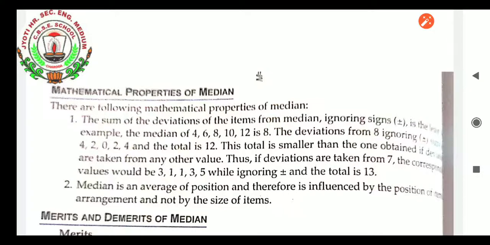This total is smaller than the one obtained if deviations are taken from any other value. Thus, if deviations are taken from 7, the corresponding total would be 13, while ignoring plus minus signs. Here in median, we are ignoring the plus minus sign. In the mean, we were not ignoring. We were taking the addition of negative values, and then the addition of positive values, and at last the addition of both negative and positive values together. But in median, we are ignoring the signs of the deviations.